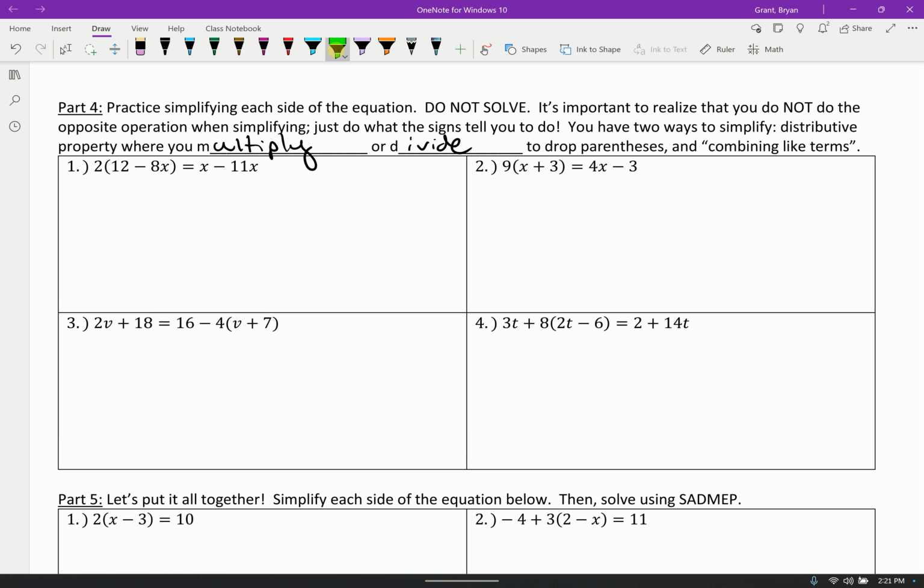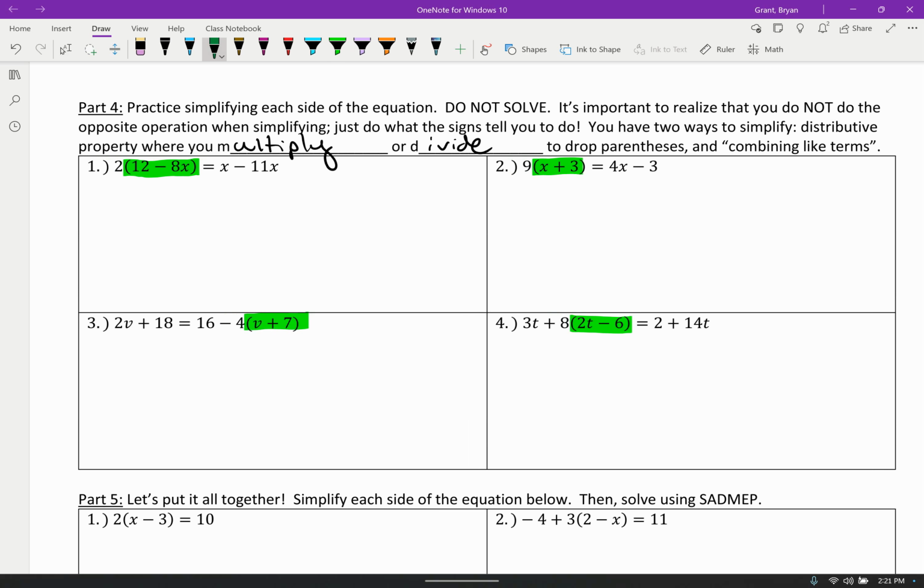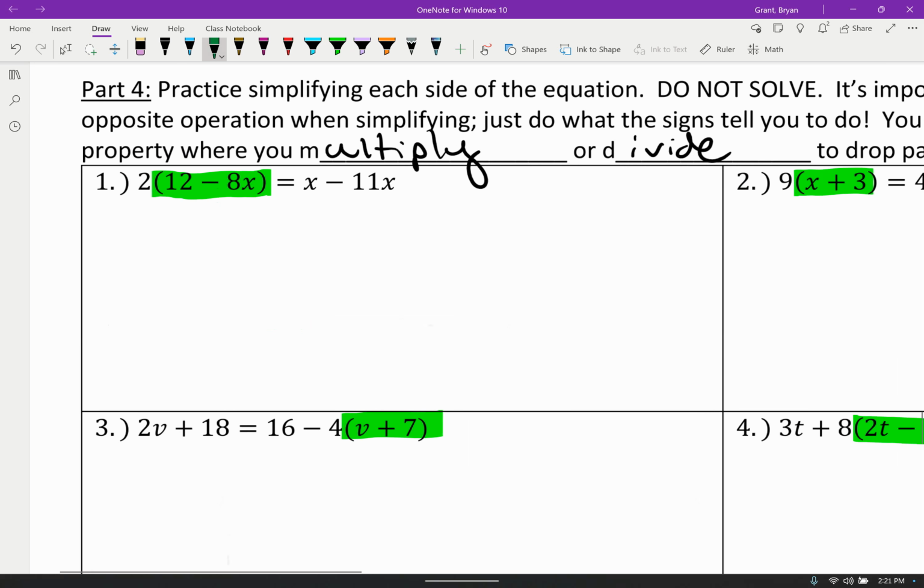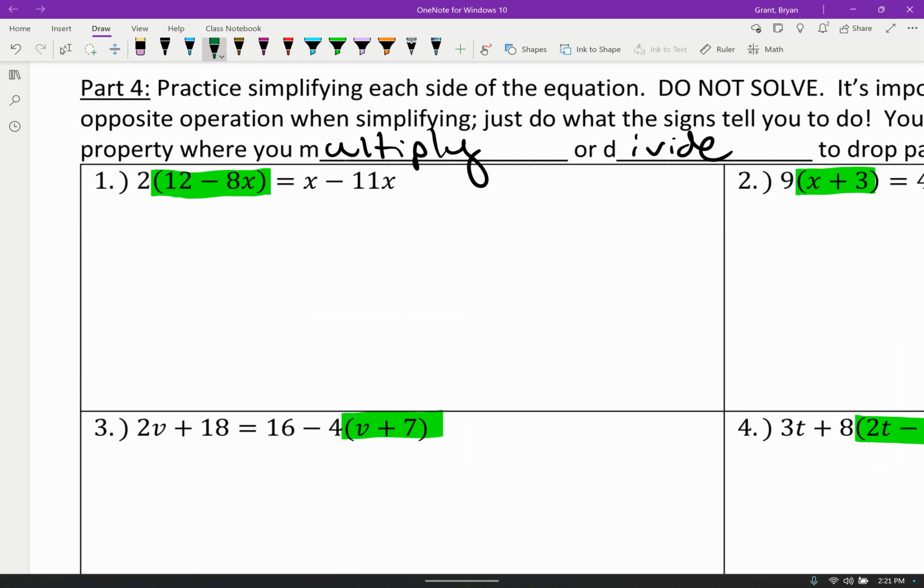So let's see if we can scan these problems and see if we'll have to distribute anywhere. And, oh yeah, I see parentheses, parentheses, parentheses, parentheses. Yeah, we distribute to drop parentheses. We'll have to do that first. So in fact, why don't we go ahead and distribute, and then we'll go back to the second part of this. So distribute means take the number that's multiplying, but multiplying by the parentheses, and multiply it against every term in the parentheses.